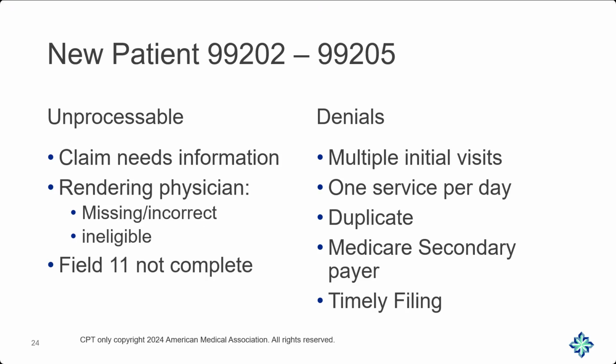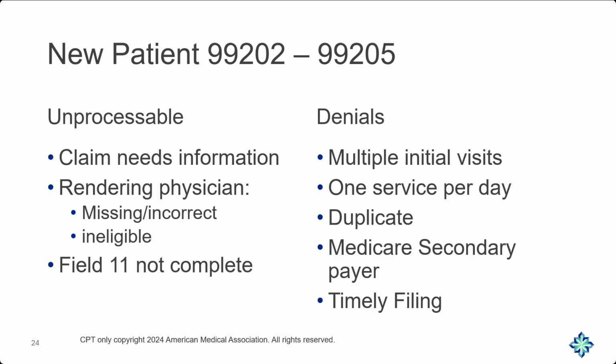Also, for rejected claims, we see field 11 is not complete. So in field 11, the provider needs to state whether or not the patient has other insurance, is Medicare primary. So that either needs to indicate who that primary insurance is, or it has to say none or NA. Blank can cause a claim to reject. It is a required field.